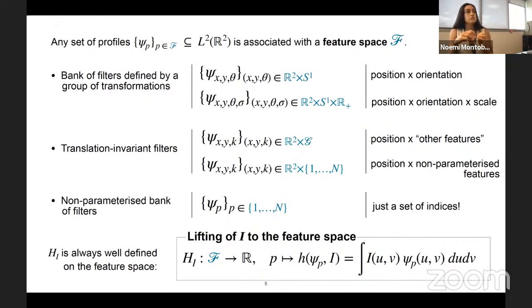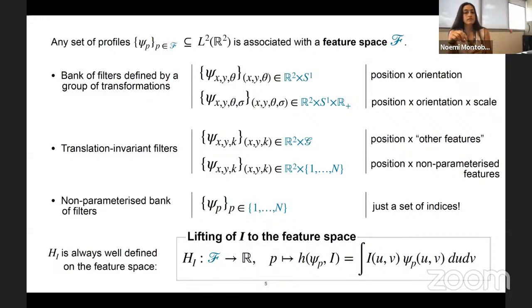Now, in principle, a feature space is any set indexing the family of filters that we are considering. So it can have some pre-existing geometric structures, as is the case for rotations and translations, or also dilations, introducing also scale as another parameter. So in these cases, we have feature spaces that have a product form given by position times some other features. So these other features do not need to be necessarily parameterized with some geometric structure.